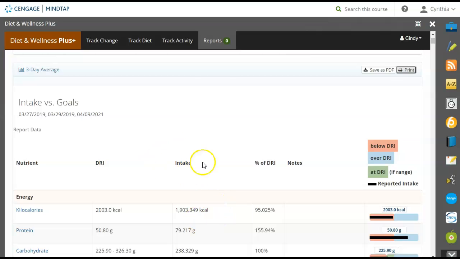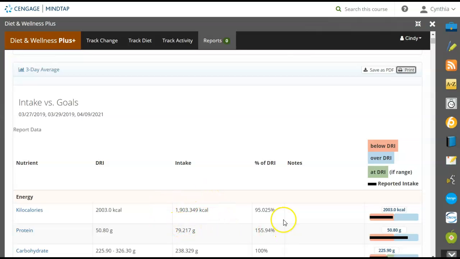Okay. Next column over, it may say intake, it may say actual. But in either case, what it's doing is it's telling you the number based on what you told the computer about what you ate is the number in reality that you took in. So that says here, my goal, my recommendation is to get about 2,000 calories. What I reported to the computer so that it could calculate only came up to 1,900 calories.